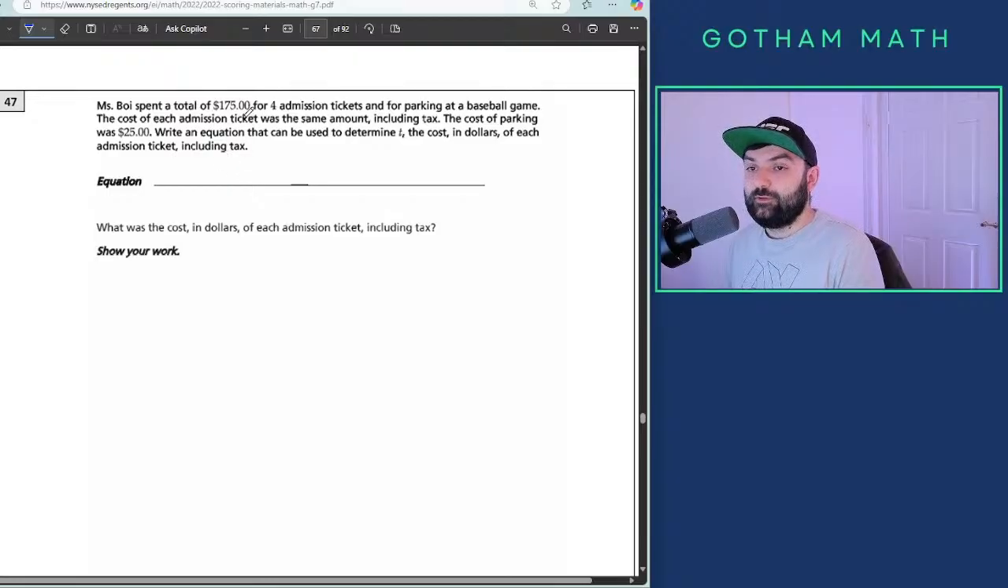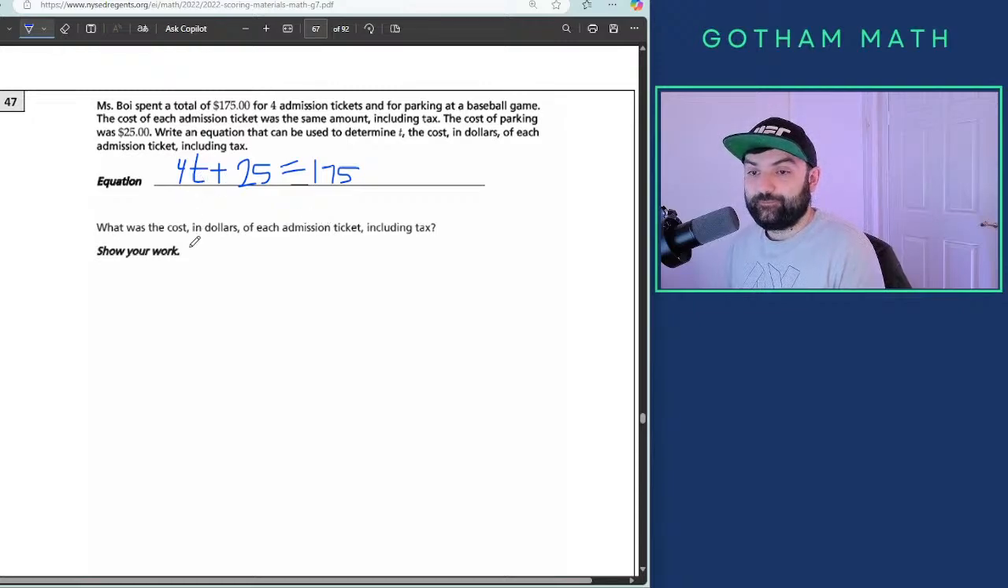All right, so that's, I would say, a pretty simple equation to make. Determine T, the cost in dollars. It's going to be like this. We can do 4T plus 25 or 25 plus 4T. Let's do 4T. 4 tickets plus 25, which is a one-time fee, will equal 175, the total of what they paid. Okay? And that's it.